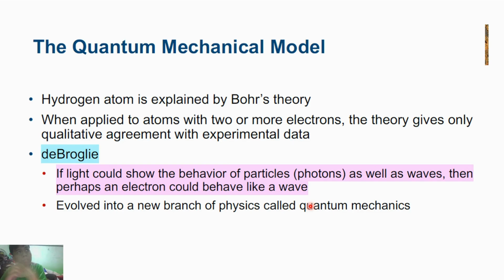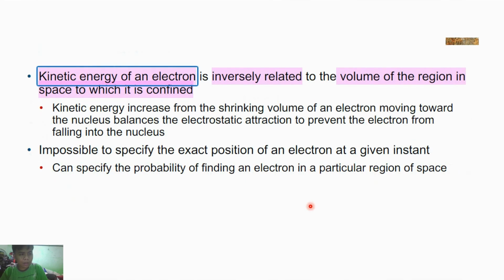So de Broglie thought, wait, if light can act like a wave but also acts like a particle, can an electron do it as well? That was his thinking at that time. And when he inquired into those thoughts, it evolved into what we know as quantum mechanics. And as I said, be specific on what type of energy you are indicating.